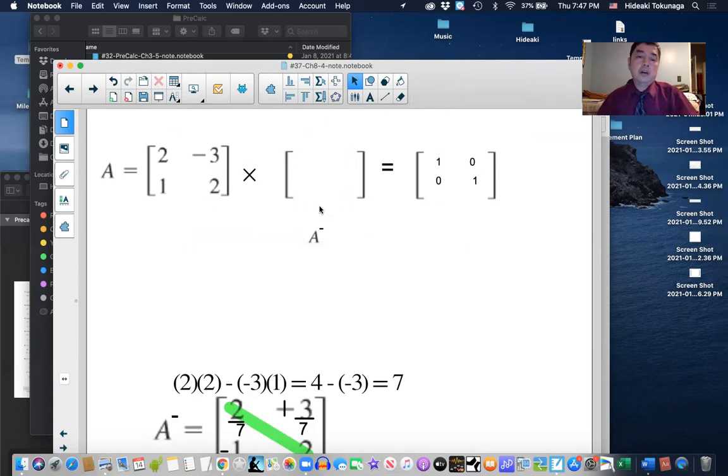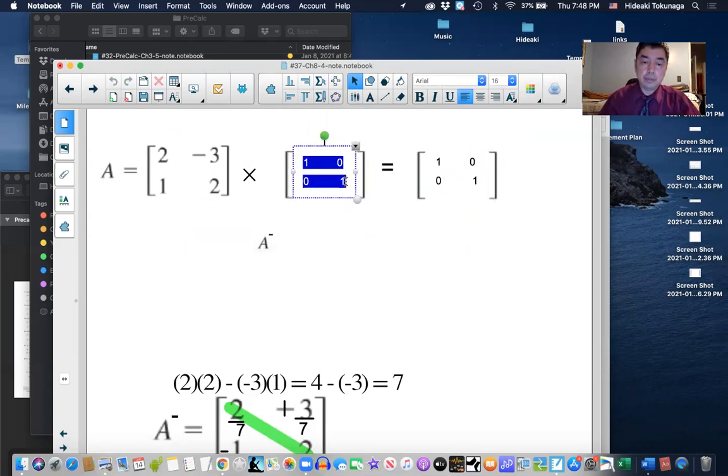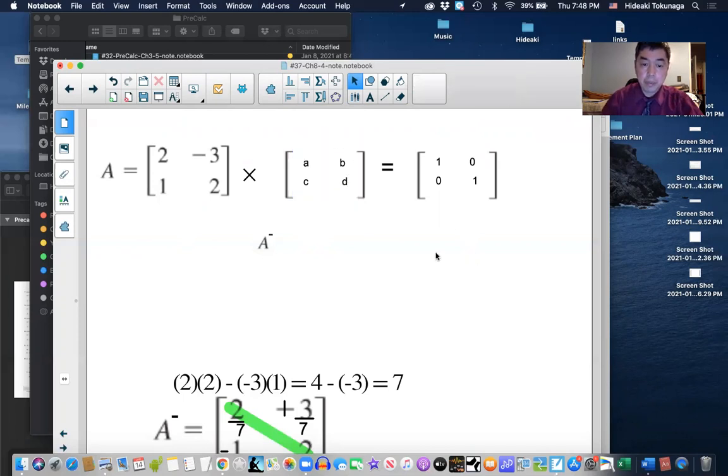So let's see, I will make it A, B, C, D, so that might be easier. Oh, sorry. And so for A, B, C, D, right? So I'm sorry, A, B, C, D, okay? So this is A inverse.